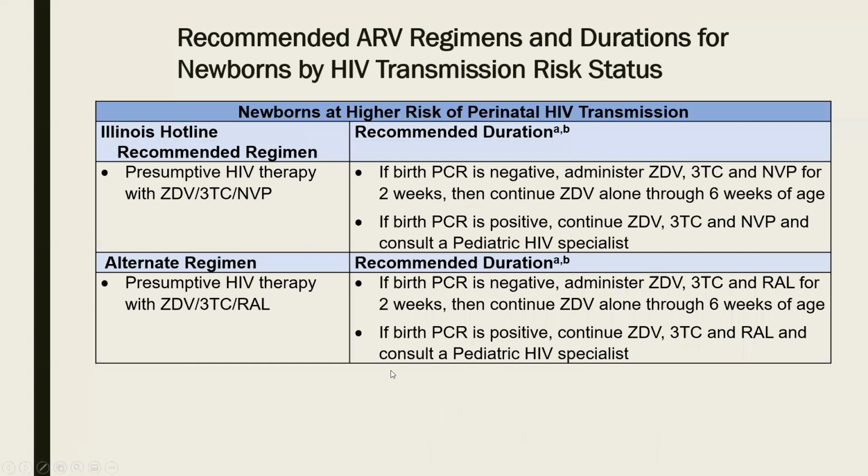If a child's not low risk, then they're high risk. And you have 2 options for recommended ARV regimens for high-risk infants. One is to give presumptive ART therapy with zidovudine, 3-TC, and nevirapine. And the other is to give an alternate regimen of zidovudine, 3-TC, and raltegravir.